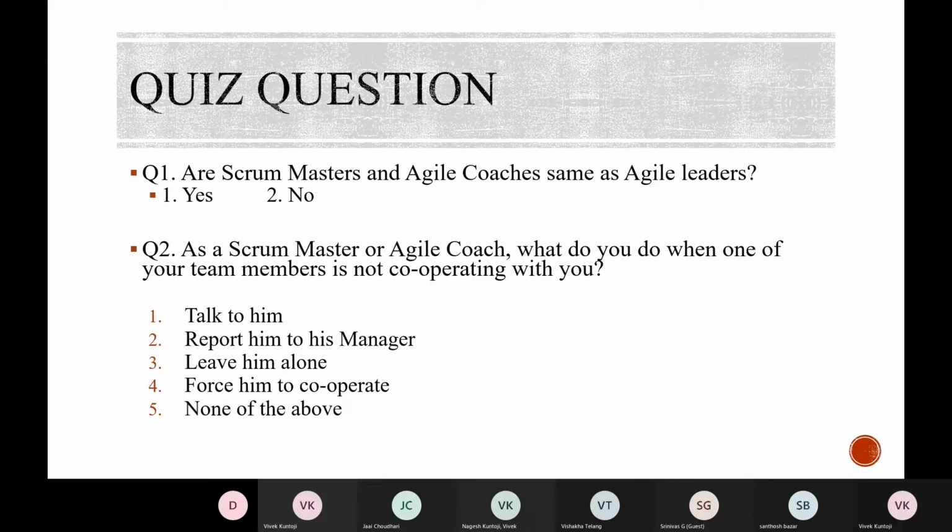Okay. Yeah. So the answer for the first question is yes. Scrum Masters and Agile coaches are Agile leaders. Why did I ask this question? The rationale behind asking these questions is, we ourselves, when we start our journey as a Scrum Master or an Agile coach, we think that we are not leaders, or we think that we are just some kind of a manager who is going to just come and do their job, and he or she or I or you will just go there and do some mechanical job, improve things and move on.